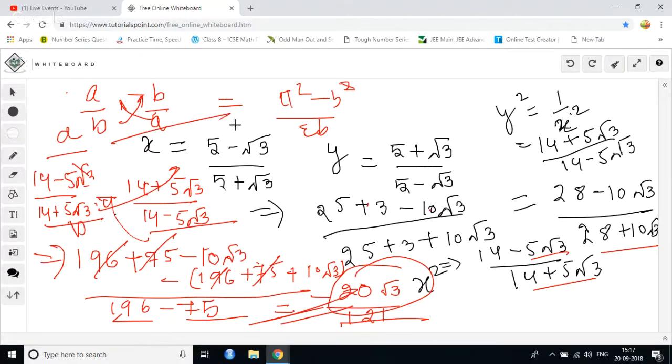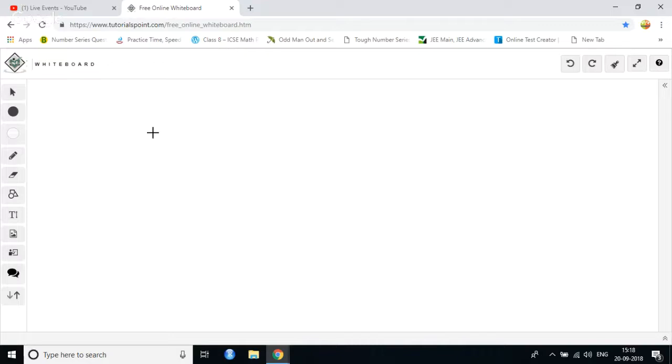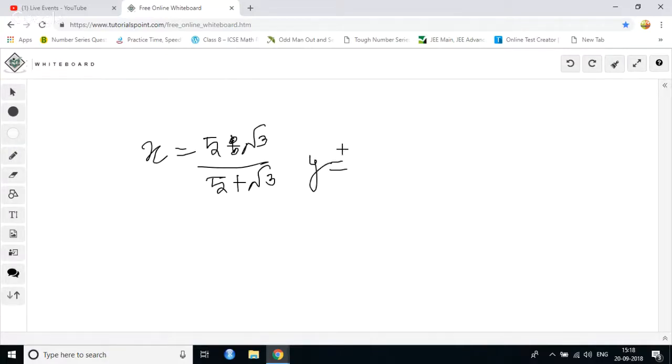You can solve this question by another method also, and that would be, let me tell you, what you can write is that x is equal to 5 minus root 3 divided by 5 plus root 3, and y is equal to 5 plus root 3 divided by 5 minus root 3.